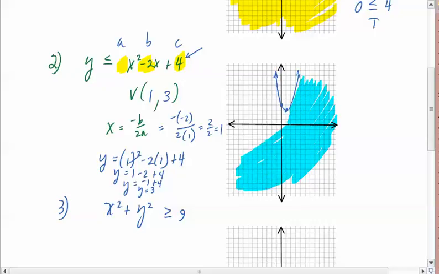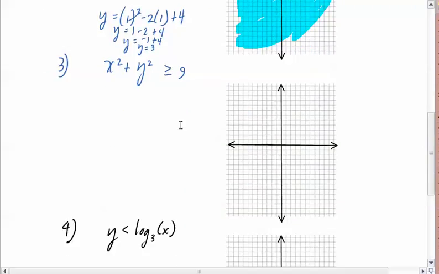So if you're unsure about the shading, just make yourself a test point. All right? It doesn't take that long. Okay, let's go on to the next one. And the next one should look familiar to you.